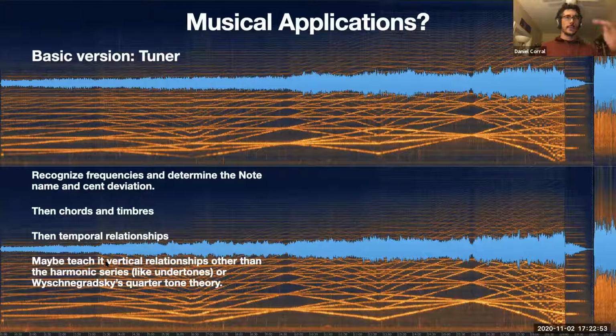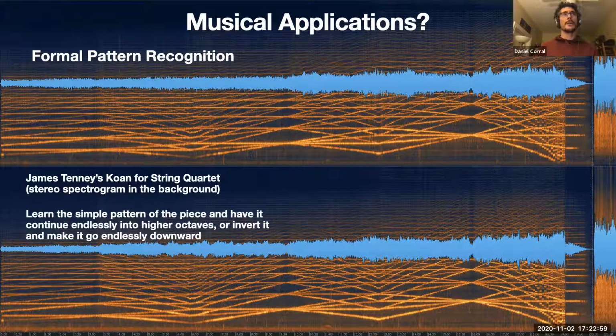So something could learn based on spectrum, some pattern recognition. James Tenney's Koan for String Quartet, which is what we have a stereo spectrogram of in the background of this slide, is a very simple pattern. You can see it kind of goes up, another one goes up, and you get these very symmetrical lines. If it were to learn the simple pattern of the piece after a couple repetitions, through Hebbian reinforcement of the synapses, maybe the piece could continue on and on up the spectrum, or go down and down and down, following that pattern.